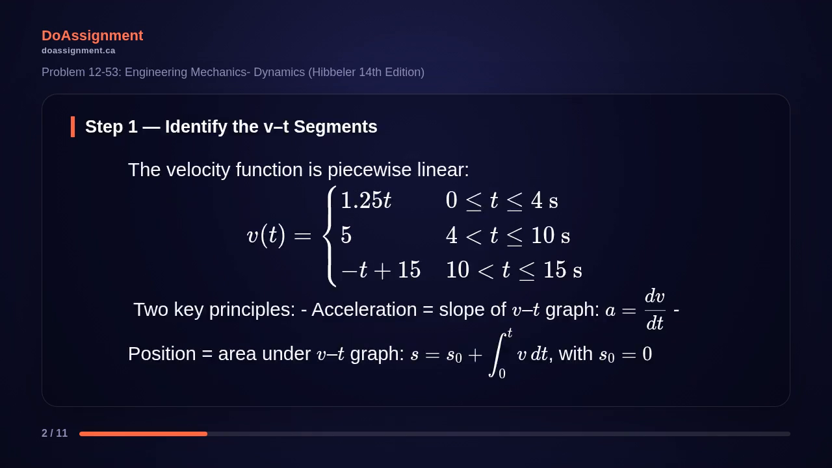The velocity time graph has three straight line segments. From 0 to 4 seconds, velocity rises linearly as v equals 1.25 t. From 4 to 10 seconds, velocity is constant at 5 meters per second. From 10 to 15 seconds, velocity decreases linearly as v equals negative t plus 15. Acceleration is the slope of each segment, and position is the accumulated area under the curve.